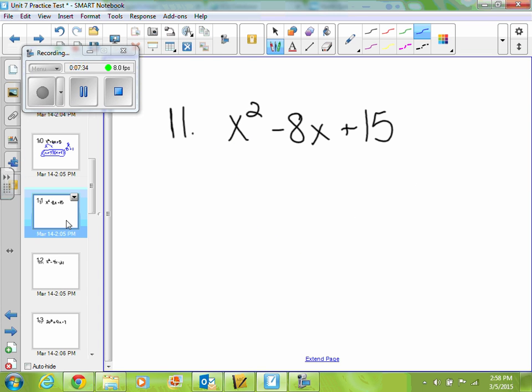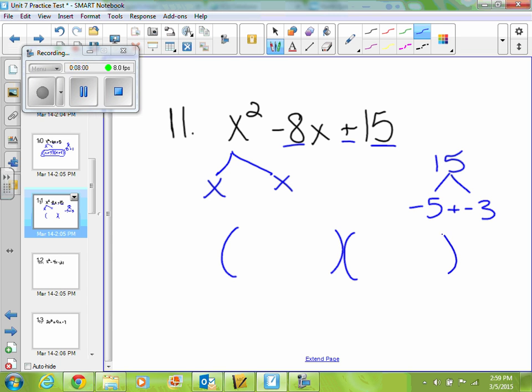Alright, number 11, x squared minus 8x plus 15. Do I have a leading coefficient? Okay, so factors of 15 that add to negative 8. Negative 5 plus negative 3. Okay, we just determined that x squared breaks down into what, Niles? What does x squared break down into? Okay. So what goes in my first set of parentheses? And in my second set? Okay, x plus negative 3, or you can write it x minus 3. Either one is correct.